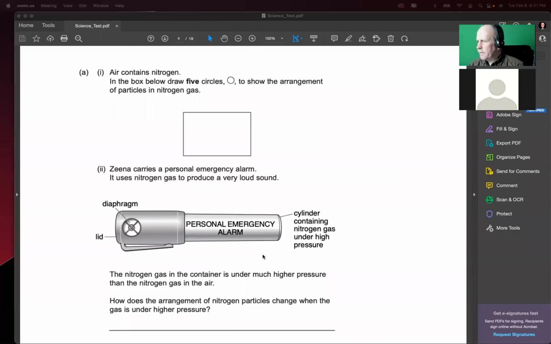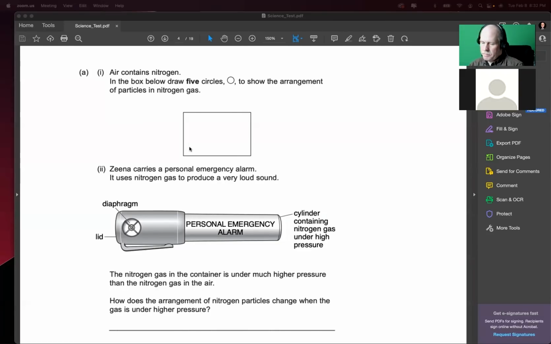So air contains nitrogen. In the box, draw 5 circles to show the arrangement of the particles in nitrogen gas. How would you draw a gas with 5 particles in it? What are some features that you would want in the drawing? If I'm allowed to ask this, are we just drawing a single N2 molecule? No, we're drawing 5 N2 molecules, which are going to be formed as circles within the container, this box right here.